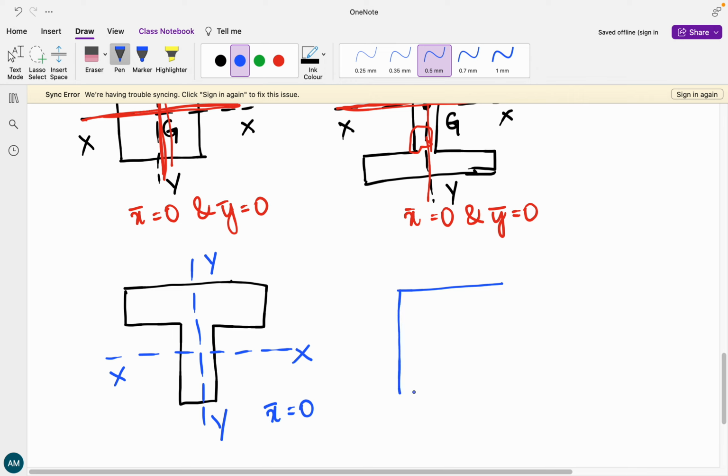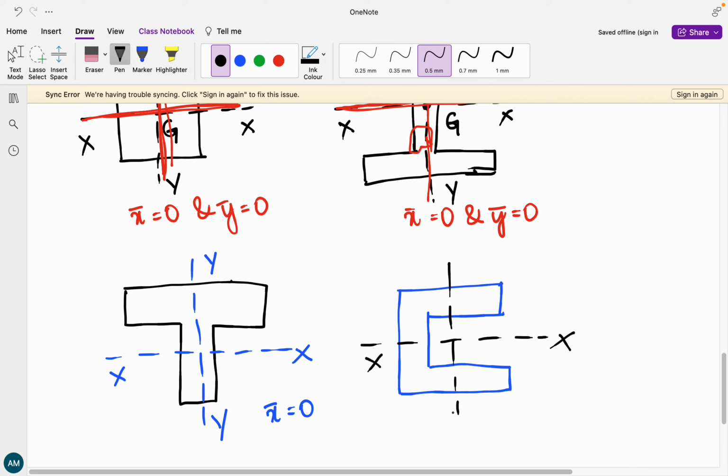Now, say for example, I'm going to consider one more figure, a C-shape figure like this. So I have my centroidal axis XX like this, and my centroidal axis YY like this. So for this particular figure, we know that it is symmetrical about the XX axis. Hence, Y bar is going to be equivalent to 0.